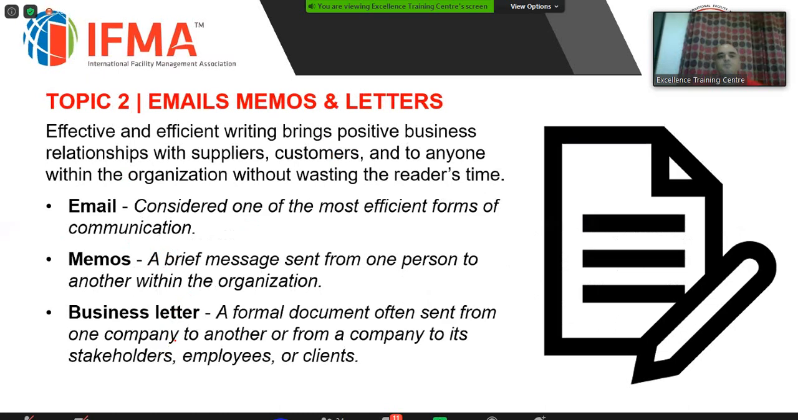Emails, memos, and letters. So effective and efficient writing brings positive business relationships. And email is now the most common and the most efficient. Efficient means that it's cost effective and, sitting in your 5-minute break, you can email colleagues or whatever. Memos. A memo is a brief message sent from one person to another within the organization. With emails now, memos are becoming less and less common, but they are still there. Sometimes a memo will be circulated telling that so and so left us, so and so joined us. A business letter is a more formal document, often sent from one company to another.